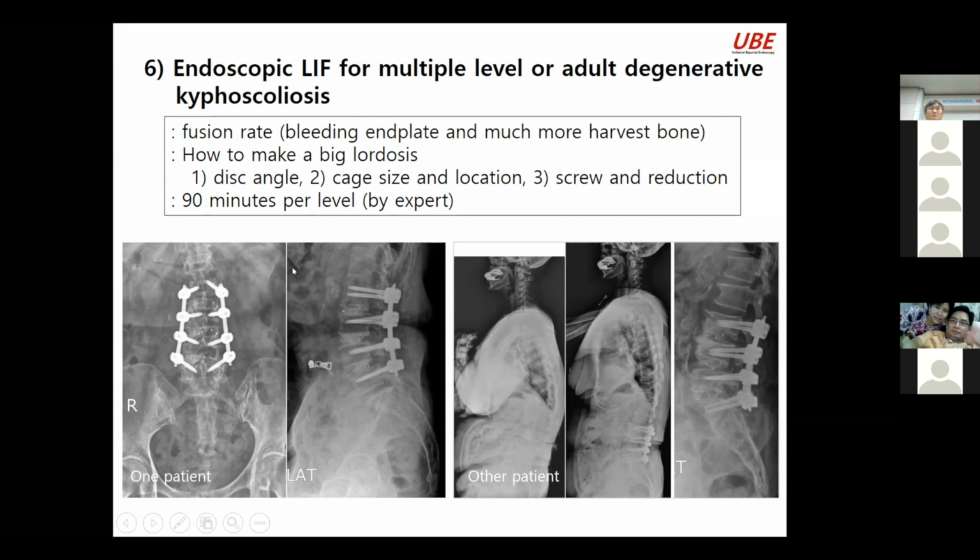After mastering this fusion rate and lordosis, you can try multiple level fusion like this one. This is multiple level fusion, this type. This is adult degenerative kyphoscoliosis, this type. This is preoperative, this postoperative. So again, this is fusion surgery. The basic concept is fusion rate and lordosis. After mastering these two basics, you can do multiple level and adult deformity, I think.